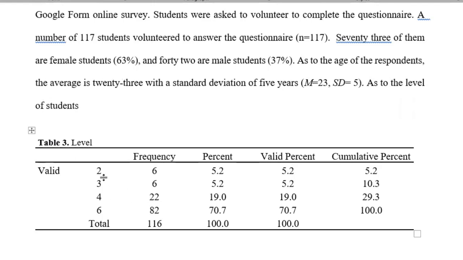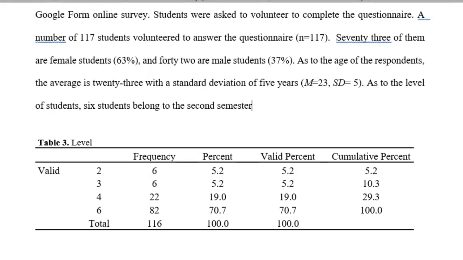Okay, so the level of students: you have S2, S3, S4, S5, or S6, sorry. So this is the frequency. S2 and S3, there are 6 each, so we have 12. We can say 12 students belong to this. I'm going to do it another way. We can say 6 students belong to the second semester.